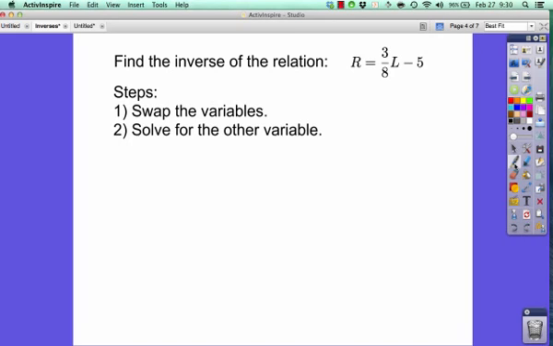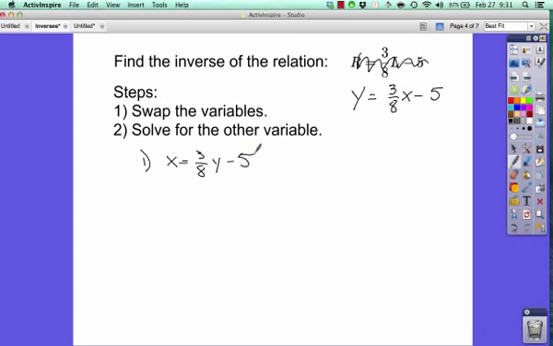So what we do here to find the inverse is the first thing we do is we swap the variables. Actually, tell you what, let's change this to x and y. The R and L is going to be confusing for us. I pulled this from another problem, and it's actually going to be easier to do it with x and y. So the first thing we do when we're trying to find the inverse relation is we swap the variables. So we had y equals 3/8 x minus 5. Now we swap and we get, number one, x equals 3/8 y minus 5.